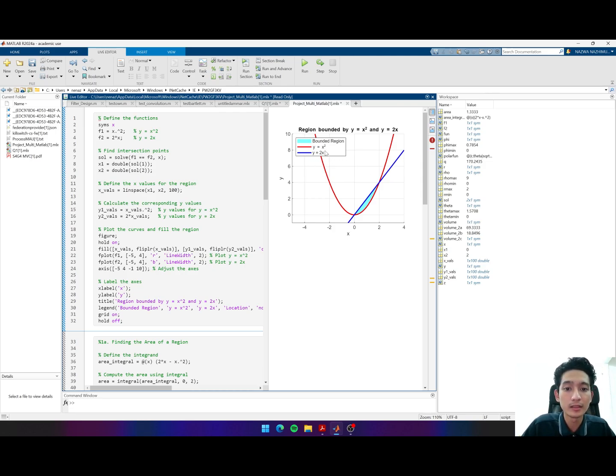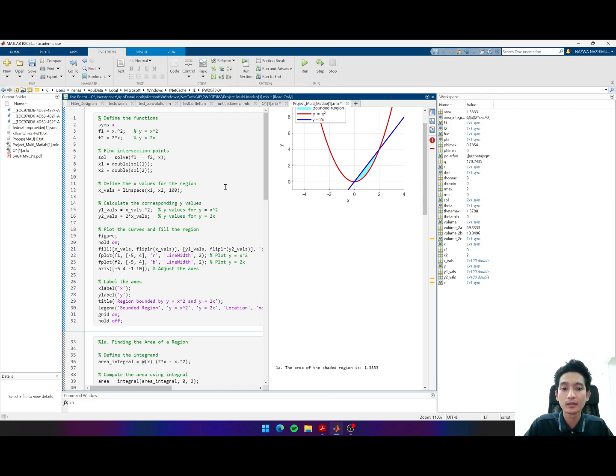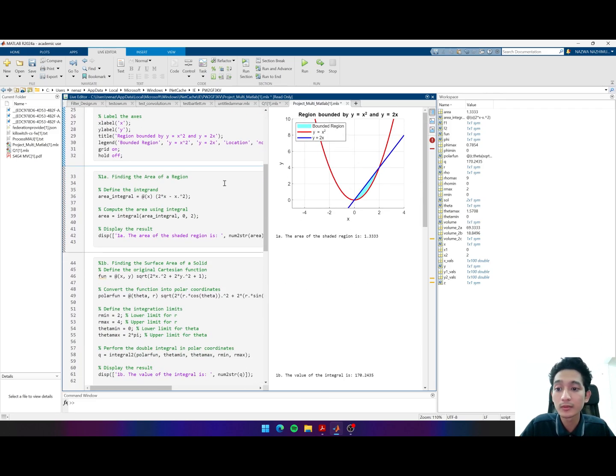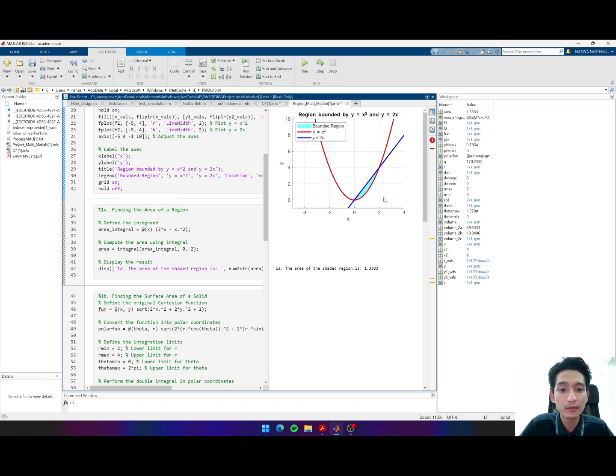The right one is the x square value, or paraboloid. And then the blue one is 2x. And lastly, the light blue is our bounded region. So moving on to our first question, 1A, is to find the area of the bounded region. To find the area, we need to do a double integral of the equation.